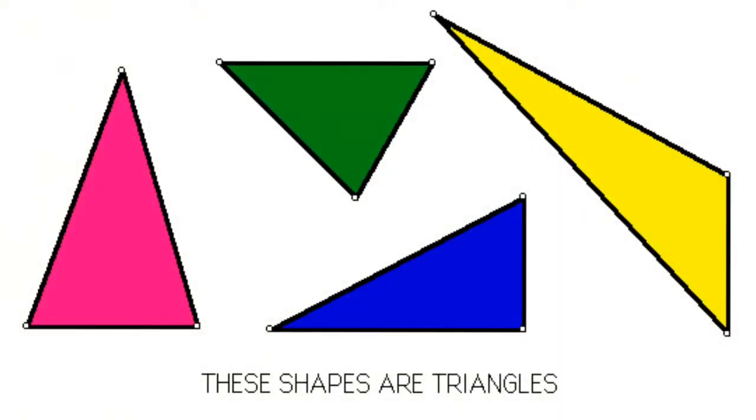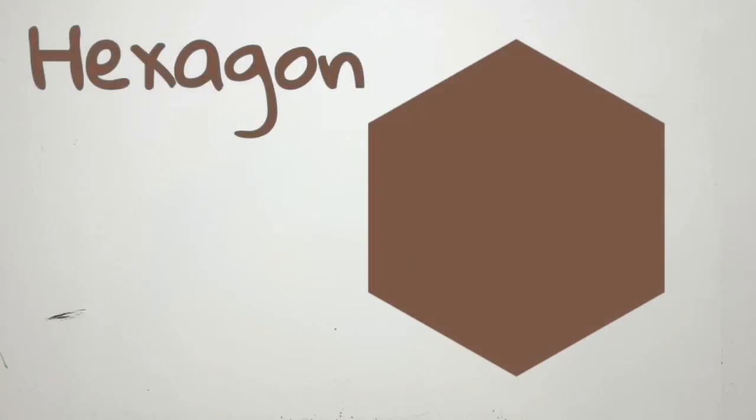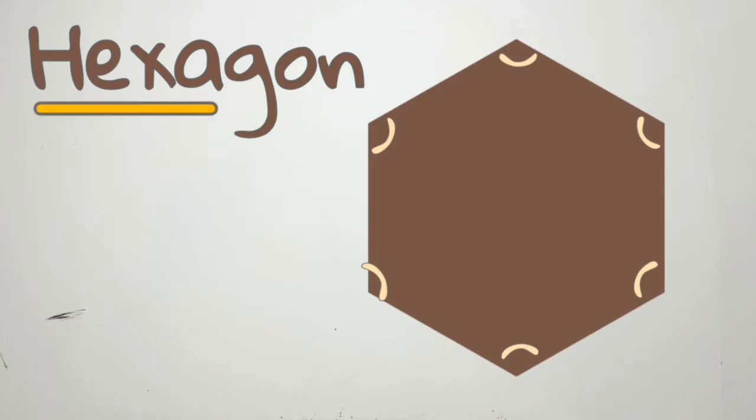Wow! So this is a triangle, this is a triangle, and this is a triangle. They're all triangles because they have 3 corners and 3 sides. Ooh, this other shape has lots of corners and lots of sides. How many sides does it have, or how many corners does it have? Should we count? Let's see. 1, 2, 3, 4, 5, 6. It has 6 corners and it has 6 sides. So it's called a hexagon. Hexa means 6. So it's a hexagon.